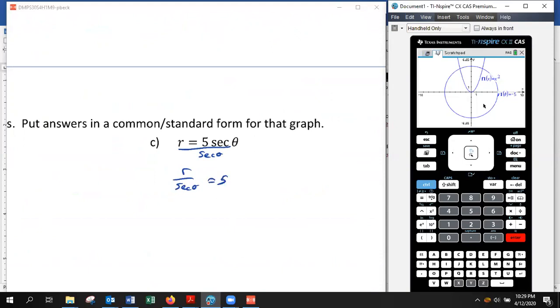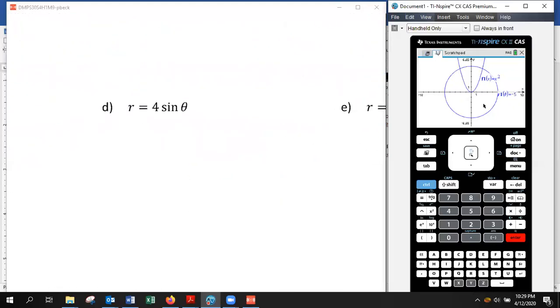Or I don't like to say divide by secant, because if you remember the reciprocal of secant is cosine, that would be r cosine theta is 5. And personally, that's how I actually do this. I will say r times cosine theta equals 5 secant times cosine theta, because I know those reduce to 1. So r cosine theta equals 5, so x equals 5. Bummer, it's the exact same thing that we did before, so x equals 5.